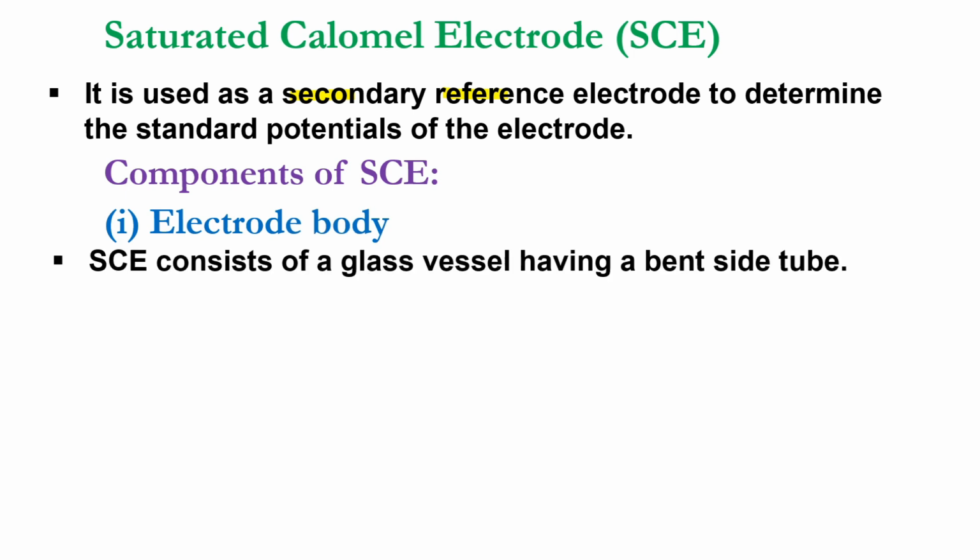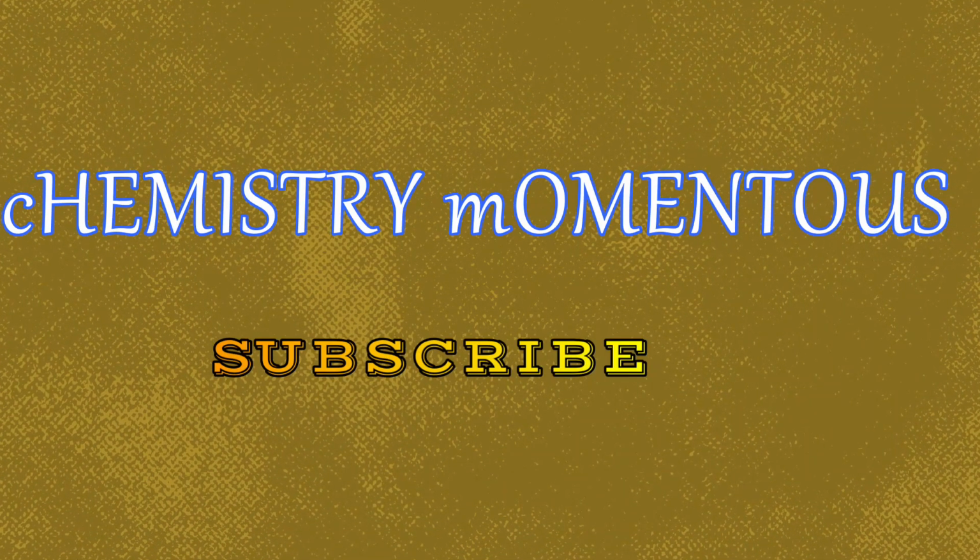Electrode body. The saturated calomel electrode consists of a glass vessel having a bent side tube. Here is the saturated calomel electrode, which is composed of a glass vessel and which is transparent.